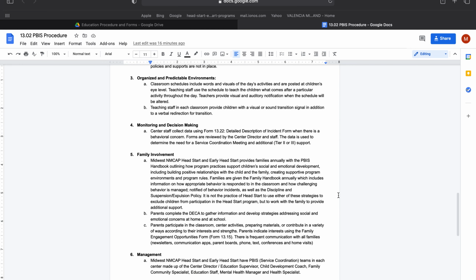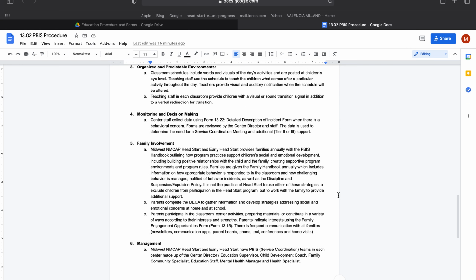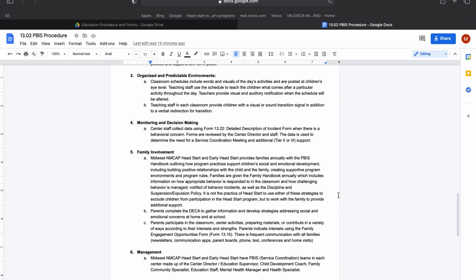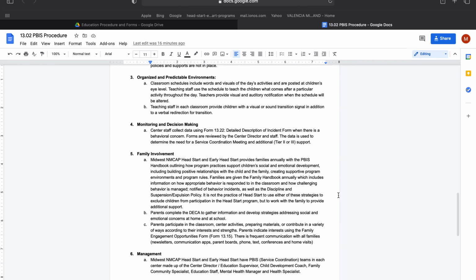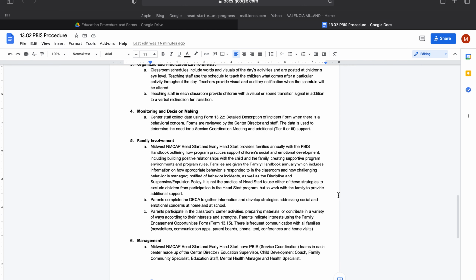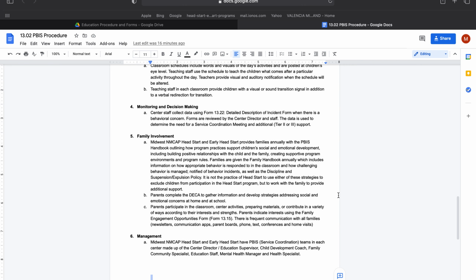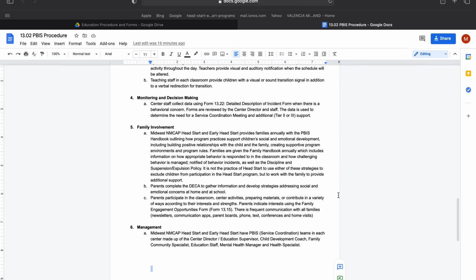This number 2 goes through the process that we use for that. The third key feature is organized and predictable environments. Again, this is addressed in Tier 1 of the pyramid model. So how we are scheduling our classrooms, the types of schedules that we use to help children be able to predict their day, and also the transitions and the signals that we use to transition are an important piece of predictable environments.